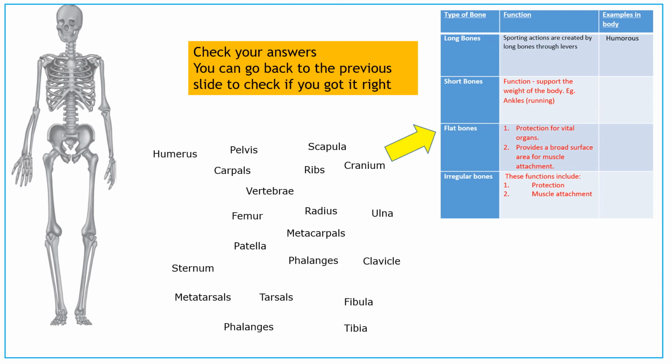Then we have irregular bones. So these functions include protection and muscle attachment. So protection, if we think about the vertebrae, which we'll get onto in a second, they are protecting our spinal cord, which is running up through the center of our vertebrae. So it's a really, really important role in protection there of that vital piece of equipment that we've got, our spinal cord. We do not want anything to happen to that because it can result in paralysis, which nobody wants.